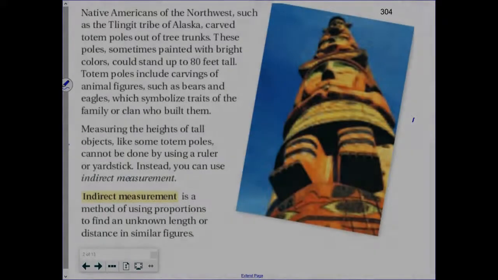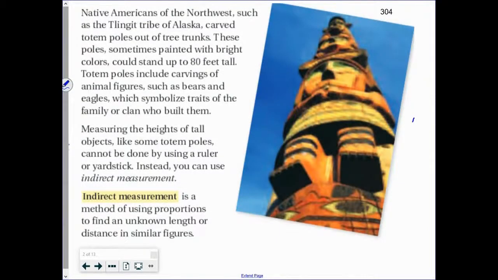Okay, let's take a look here on page 304 in the blue textbook. We are going to be looking at what's called indirect measurement, or finding a missing measurement when given three other measurements. Native Americans of the Northwest, such as the Tlingit tribe of Alaska, carved totem poles out of tree trunks.